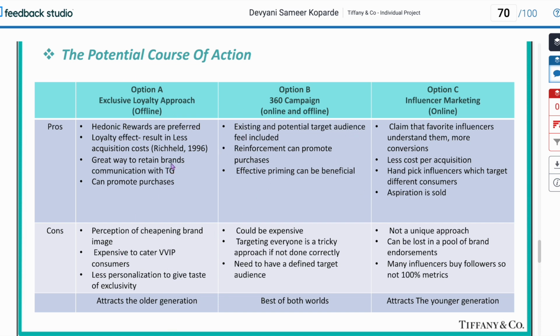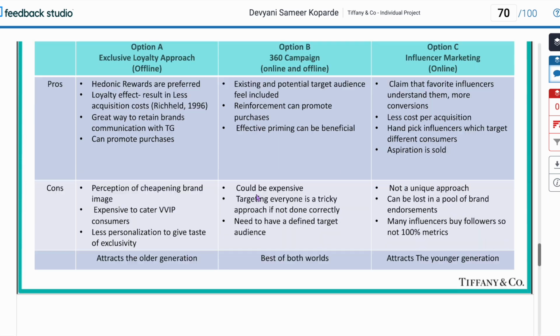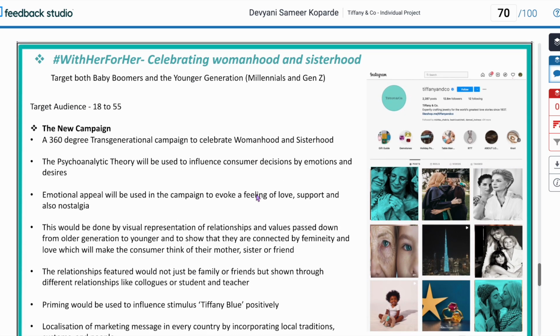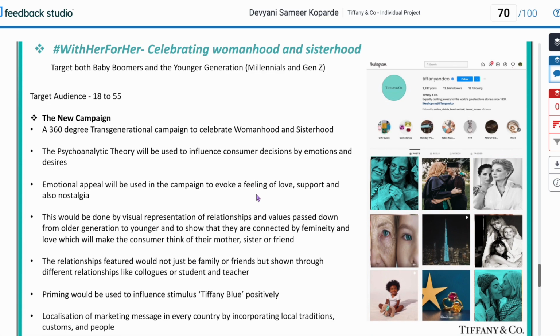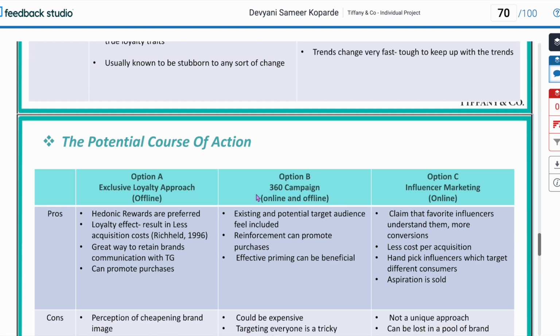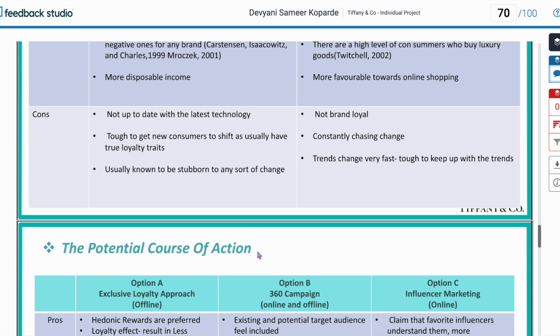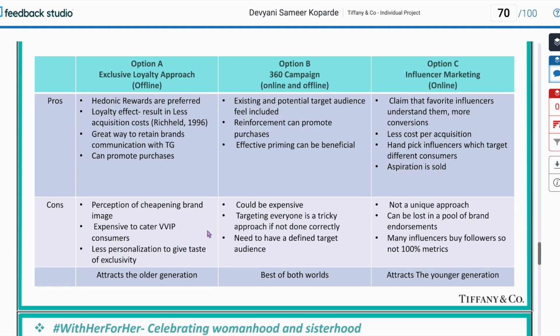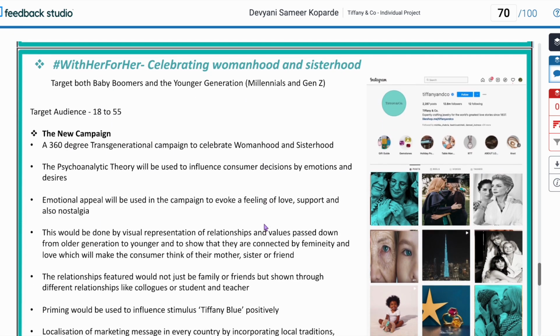Option A is just offline, reaching the older generation. Option C is the younger generation, but we want option B, which is the best of both worlds, which we decided to go for. Then the campaign, which was designed by me. So this is the background information: what has happened, why you need to act, and what you can do. There are three options, and I chose the middle option, and this is what we want to do.